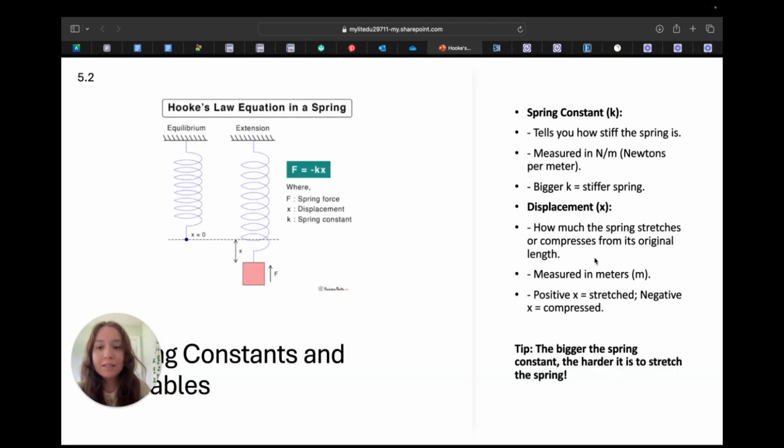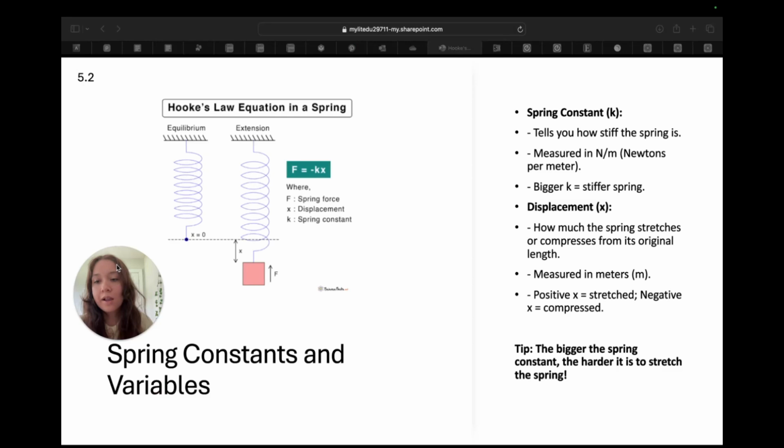On this one, we have spring constants and variables. The spring constant, which is K, tells you how stiff the spring is. It is measured in newtons per meter. Bigger K, or spring constant, equals stiffer spring. The displacement, which is X, shows us how much the spring stretches or compresses from its original length. It's measured in meters, which is M. A positive X equals stretched, and a negative X equals compressed. And a cool tip is, the bigger the spring constant, the harder it is to stretch the spring.